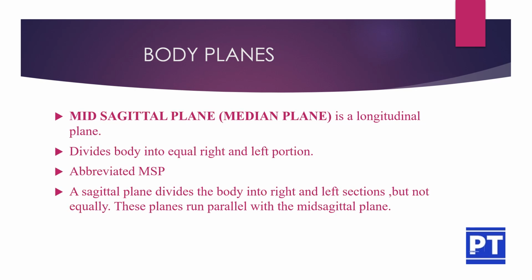The body planes are of three types. The first one is the mid-sagittal plane. The median plane is a longitudinal plane which divides the body into equal right and left portions, abbreviated as MSP. A sagittal plane divides the body into right and left sections but not equally. These planes run parallel with the mid-sagittal plane.